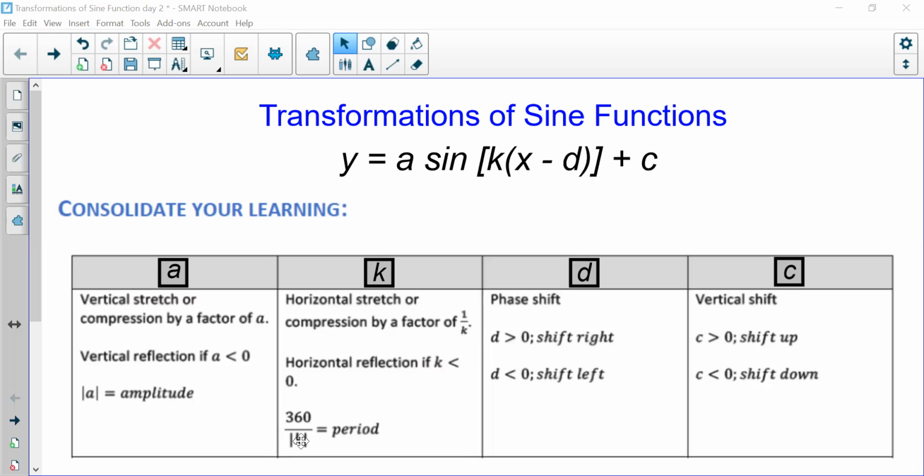One thing I need to mention is now that we're talking about just sine function, we're going to be working with radians and not degrees. Radians are based on a circle.